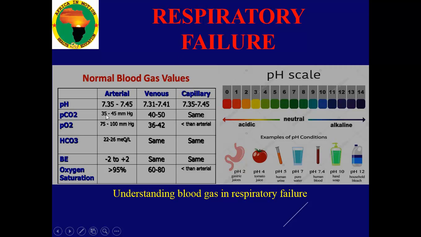PCO2 normally should be between 35 to 45 mm mercury. PO2 should be 75 to 100. And this is PCO2 and this is PO2. Bicarbonate 22 to 26. Base excess between -2 to +2. Oxygen saturation, the one we use when you are putting a saturometer on the finger to check what percentage of the oxygen in the system is. It should always be greater than 95. If it's below that, it means there is a problem of oxygenation.